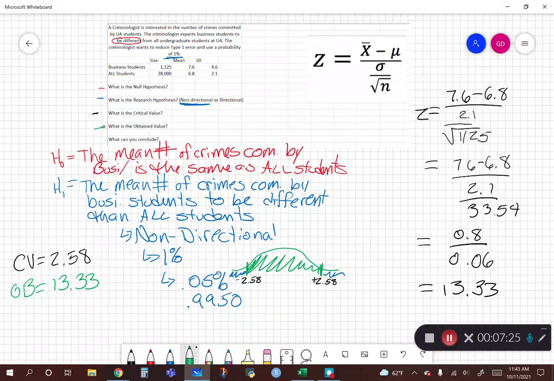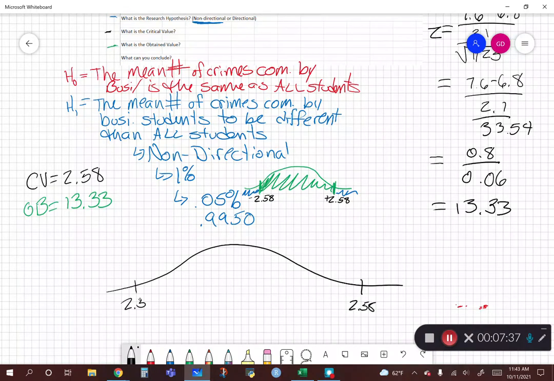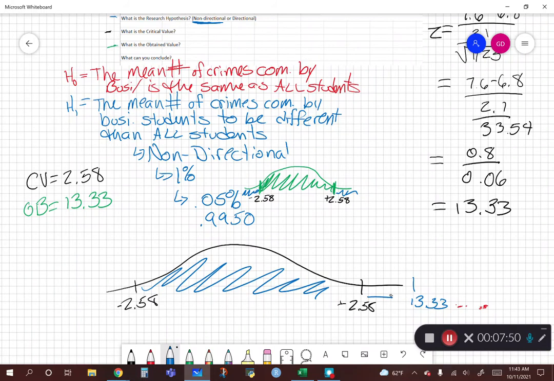And this is saying now, if we have this, I'm going to just scroll down and make another chart here. Again, I'm just drawing this out again. We have 2.58, 2.58, and our obtained value, so these are our critical values. Our obtained value here is 13.33. With that, we know it does not fall in this area. So we know it's beyond our critical value. So with that, we can reject our null hypothesis. So reject null. And we can find support for our research hypothesis that there is a difference.